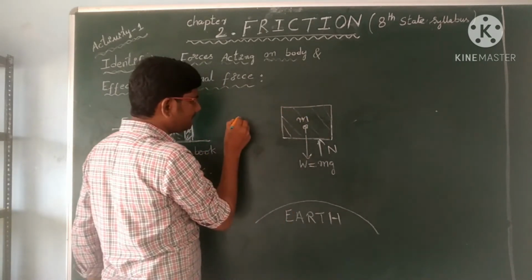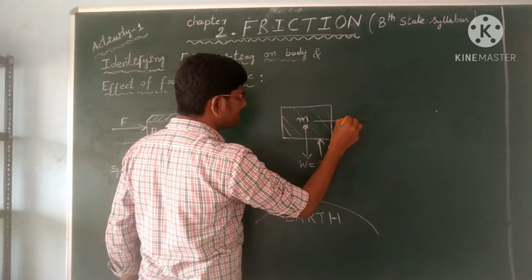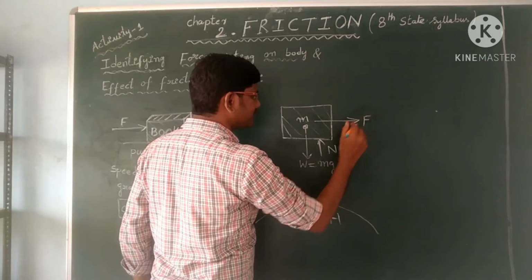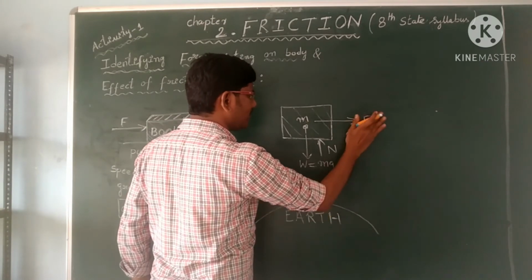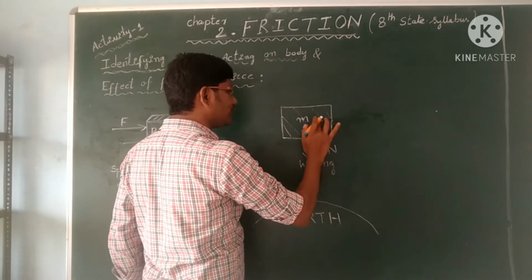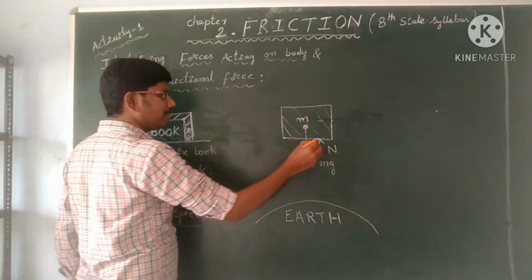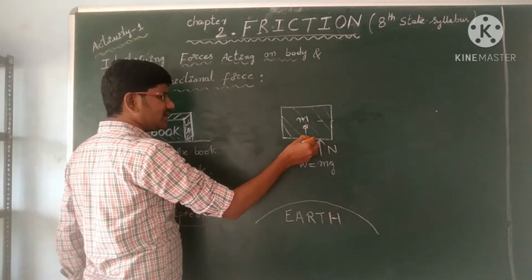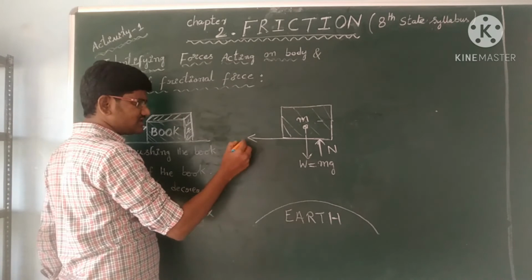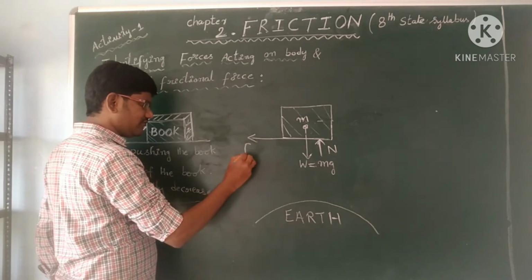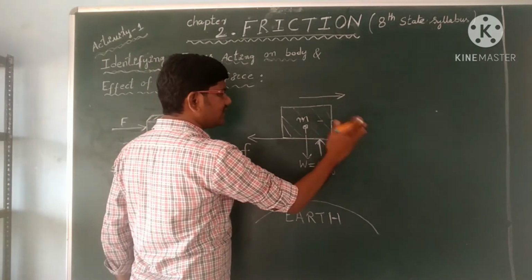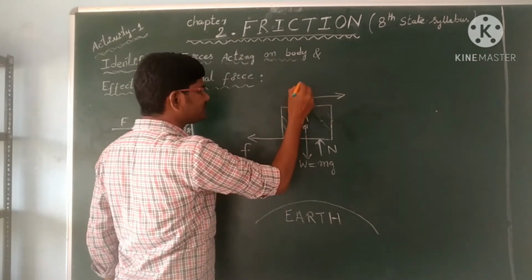So this is the applied force. No, leave it, children. So we pushed the book and we left it. And the book stopped after covering some distance. Means this is the frictional force. And this is the direction of motion of the book.